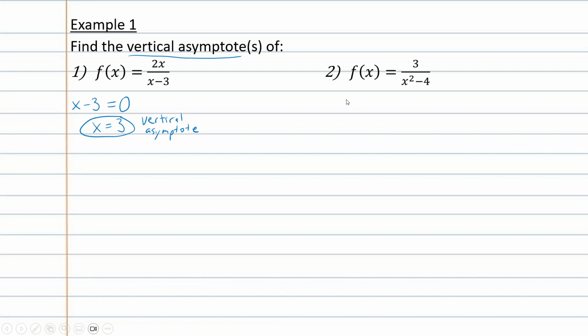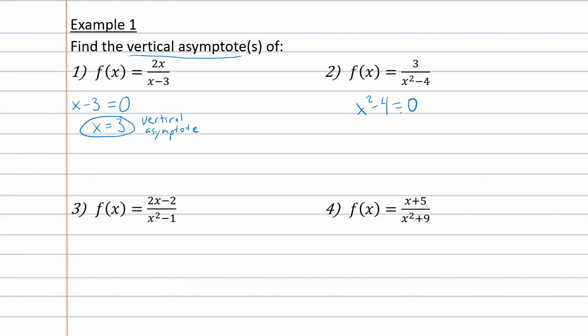All right. So the next one is f of x equals 3 over x squared minus 4. So let's look at the vertical asymptote in this case. So x squared minus 4 equals 0. That's how we'll find our vertical asymptote if there is one. Well, that's x squared equals 4. If I take the square root of both sides, that's x equals plus or minus the square root of 4. Square root of 4 is 2, so this is x equals plus or minus 2. So I must have two vertical asymptotes here. I must have one at x equals 2 and one at x equals negative 2.